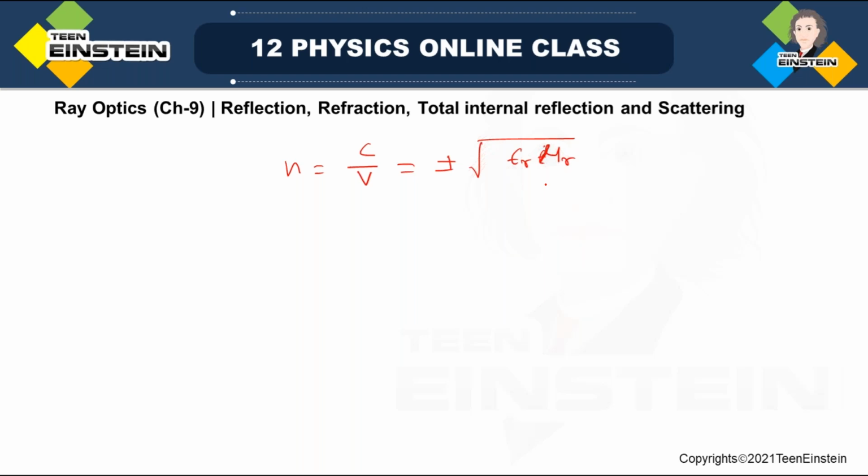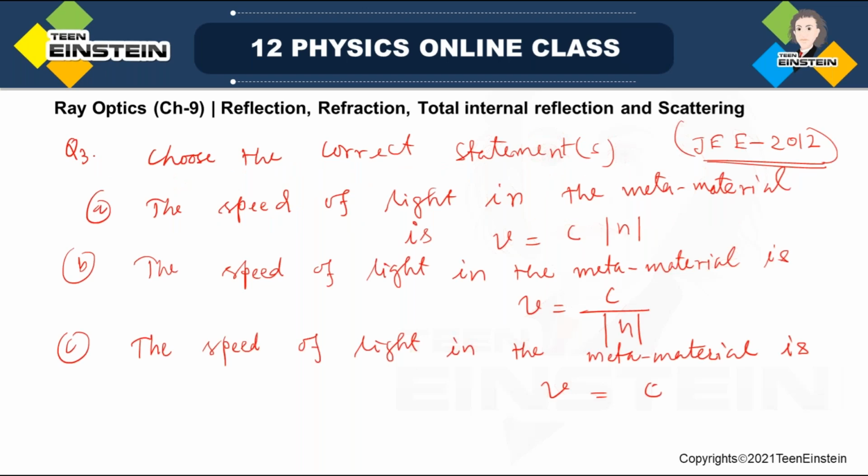First of all, the first option is seen here. The speed of light in the metamaterial v is equal to cn. It must not be true, because we know v is equal to c by mod n, but it is given v is equal to cn. It will be c is equal to vn. So the first option is not correct. The second option, the speed of light in the metamaterial is v is equal to c by n. So this is the correct option.